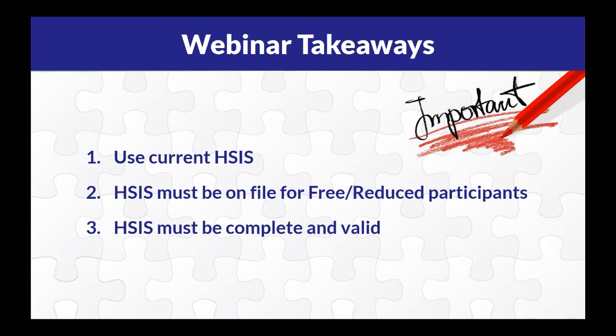So the first thing is agencies must use the most current version of the income statement. You can only claim a participant as free or reduced when you have an income statement on file, and income statements must be complete and valid for any participant that is claimed as free or reduced. So now let's go through each of these points in more detail.